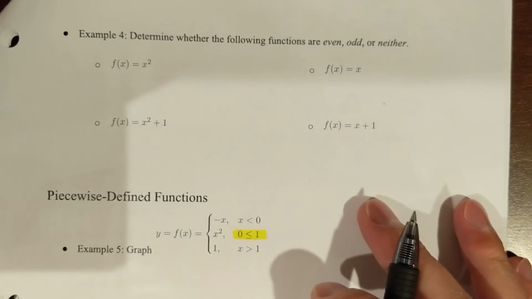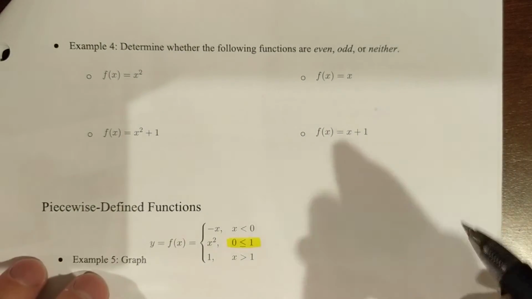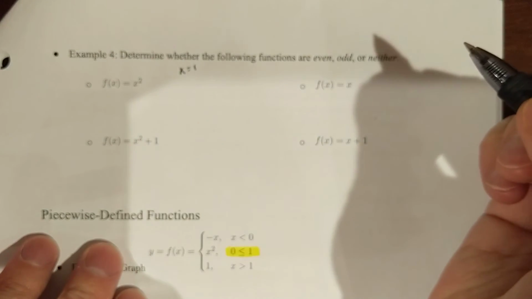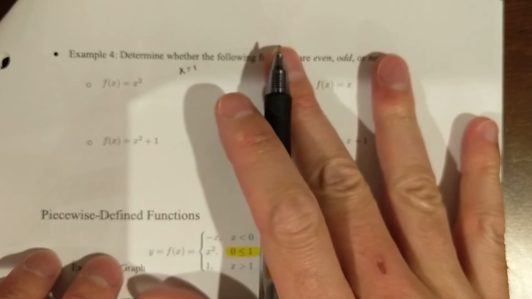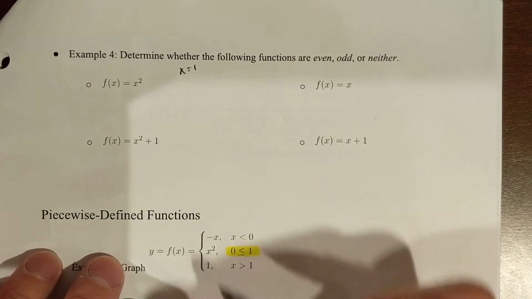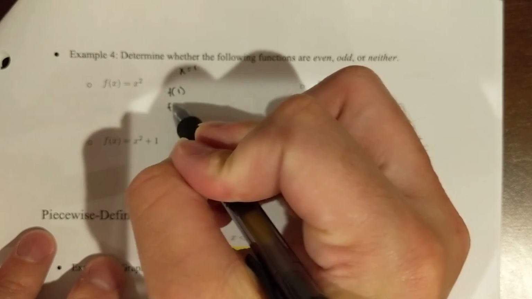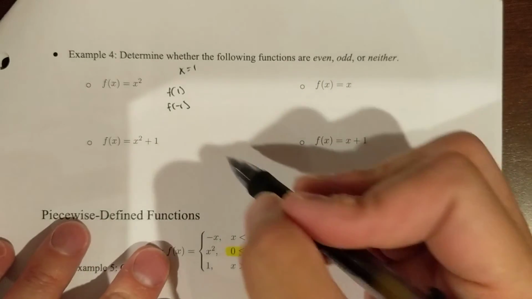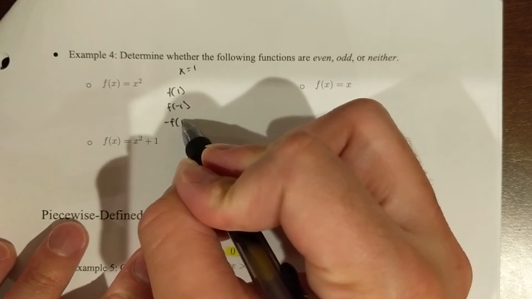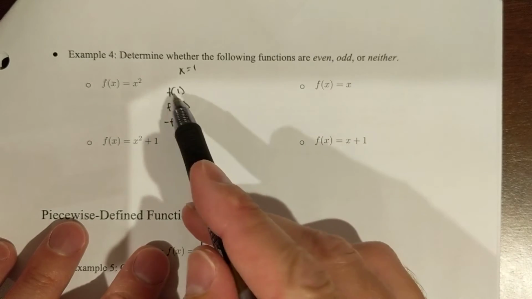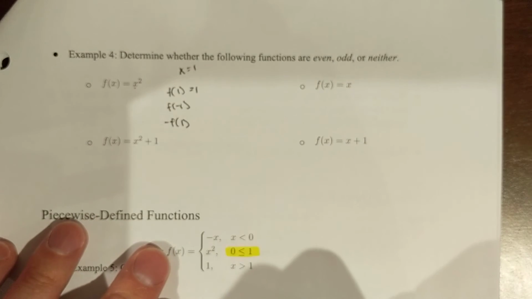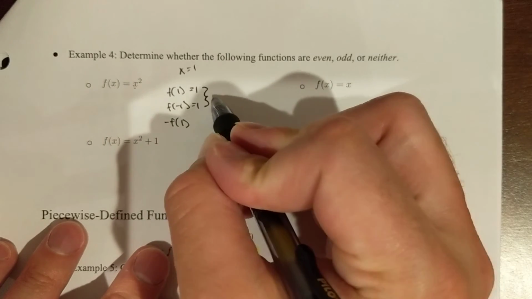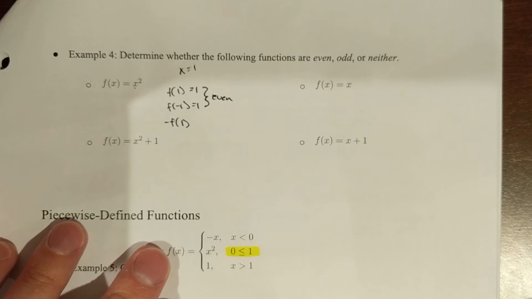Okay, example 4. Determine whether the following functions are even, odd, or neither. Now there's a kind of easy way to notate this, so we're going to use x equals 1 for all of these. To do that, we're going to do f of 1, f of -1, and negative f of 1. So to get f of 1, I'm going to plug 1 in, so that is 1. To get f of -1, I'm going to plug in -1, which is also 1. Now I can stop there, because if these two are the same, I have an even function.